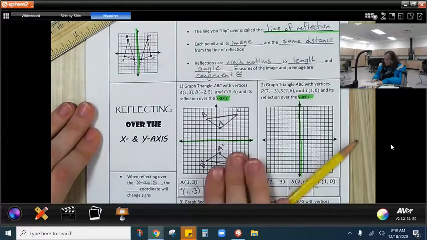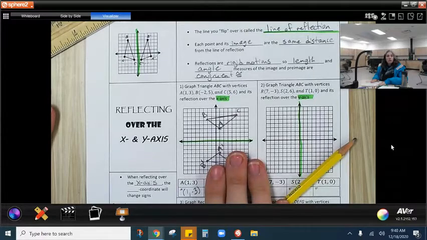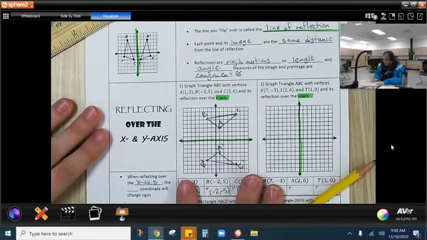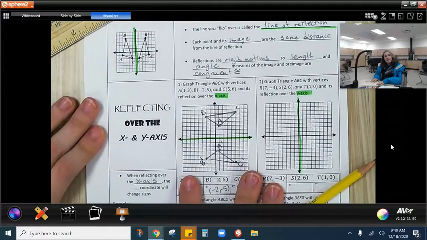If I ignore these two, what's the same about A and A prime? What's the same? What's different? How are they different? If I cover up A and C, look at B and B prime. What's the same about B and B prime? How are they the same? What's different? How is it different?